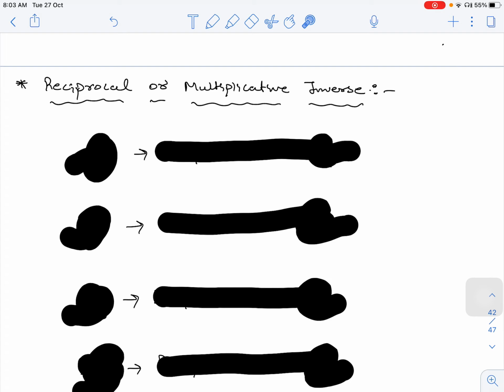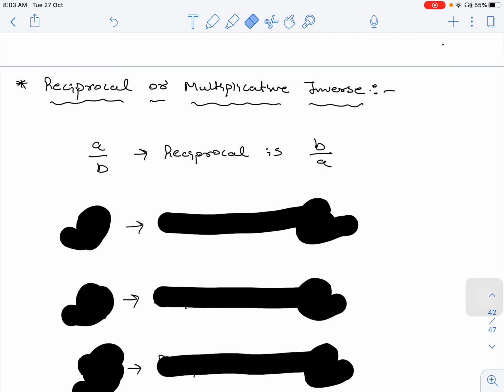Now, the first topic before learning the division of rational numbers is how to write the reciprocal or multiplicative inverse of any rational number. Okay. Now, what is the meaning of a reciprocal or multiplicative inverse? Let us see it. So, if we have the number a upon b, that is, a is in the numerator, b is in the denominator, then the reciprocal or multiplicative inverse of a upon b is b upon a.